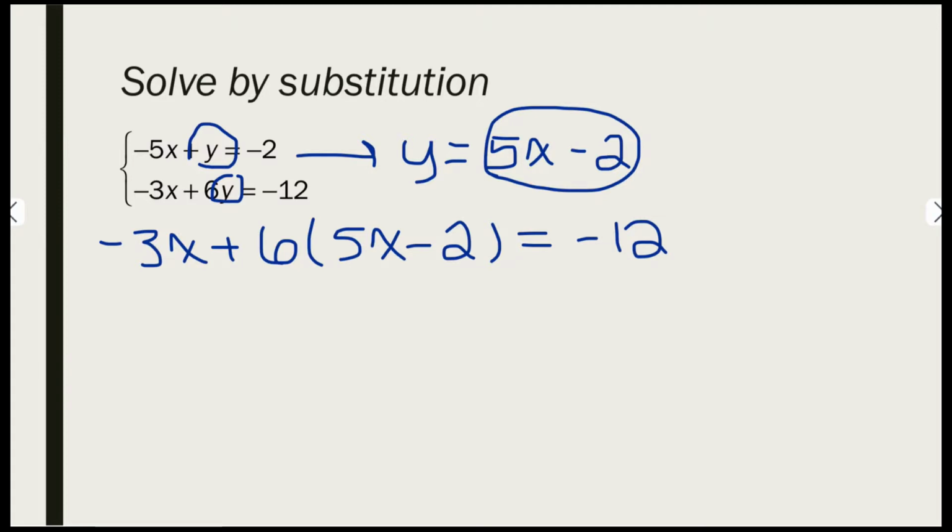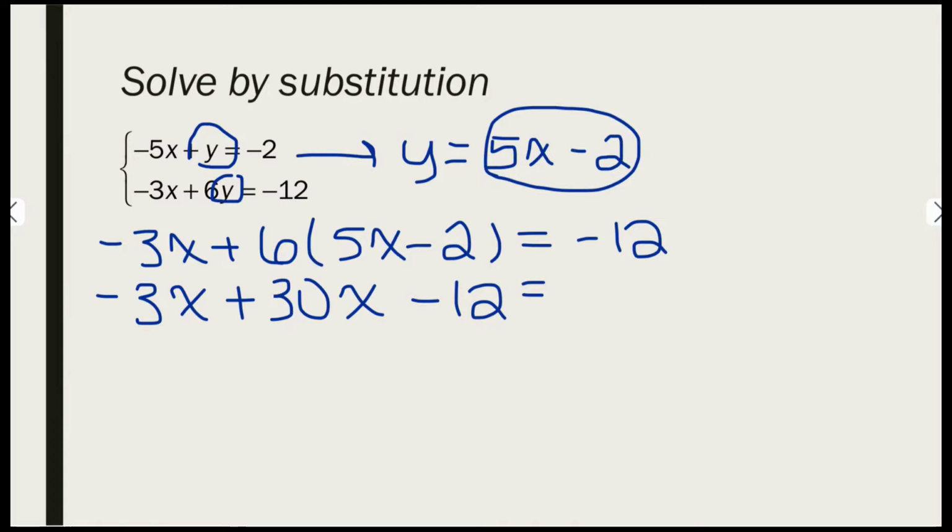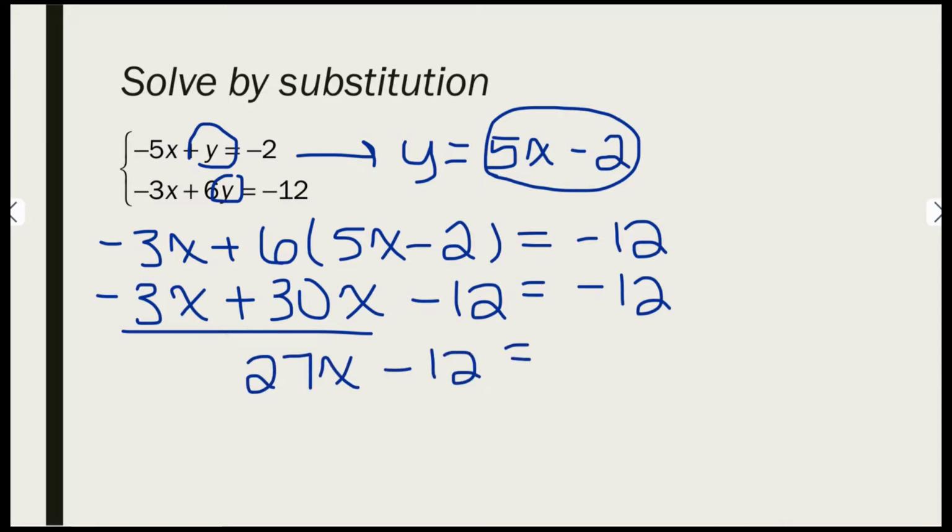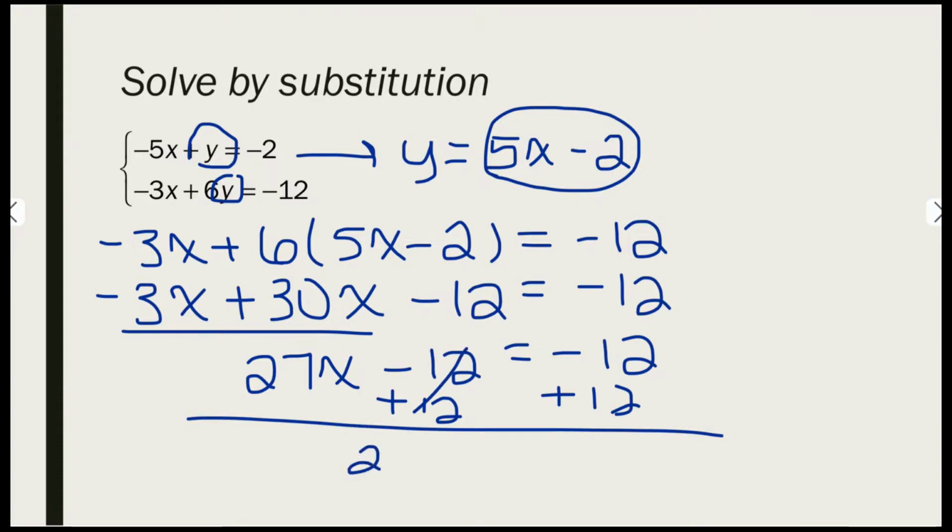Now I have one equation with one variable that we know how to solve. I'm going to distribute that 6 and then combine any like terms. Negative 3x plus 30x minus 12 is equal to negative 12. Negative 3x and 30x will give me a positive 27x minus 12 is equal to negative 12. Adding this 12 over will give me 27x is equal to 0.